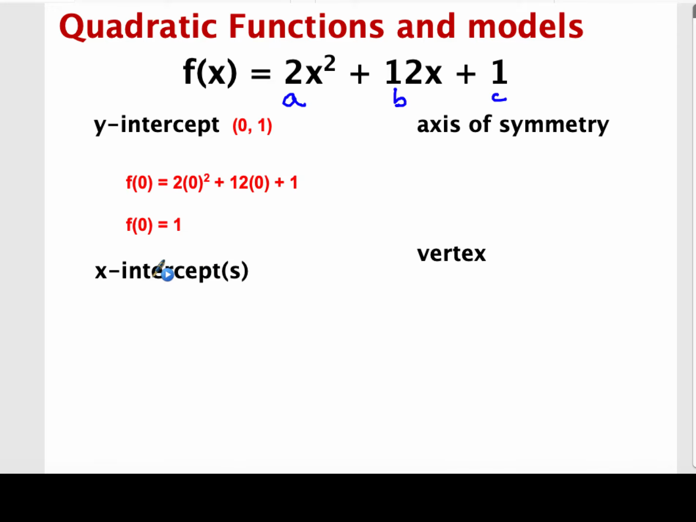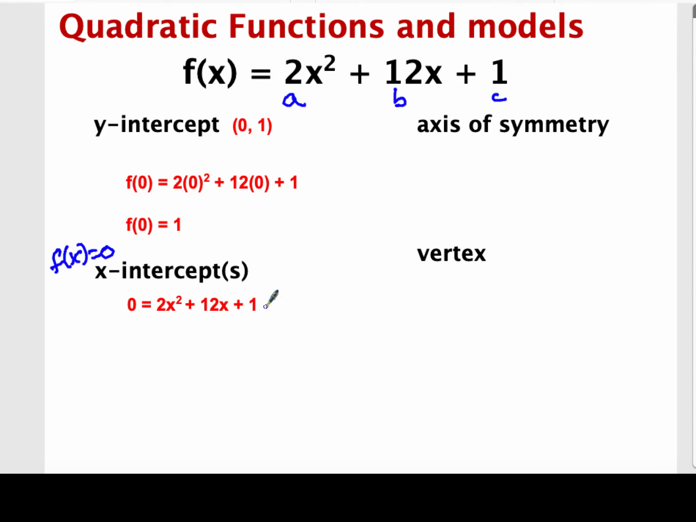Now, in addition to that, the x-intercepts are also usually very helpful to find. However, the x-intercepts often take a little bit more work. The x-intercepts assume that y equals 0, or oftentimes we would say that f of x equals 0, which means I'm going to set my equation equal to 0 down here at the bottom. So 0 equals 2x squared plus 12x plus 1.